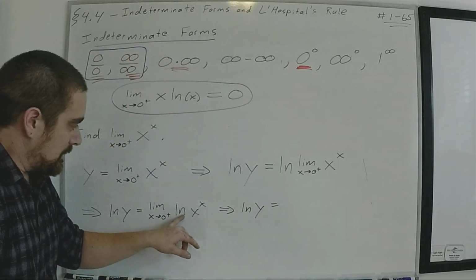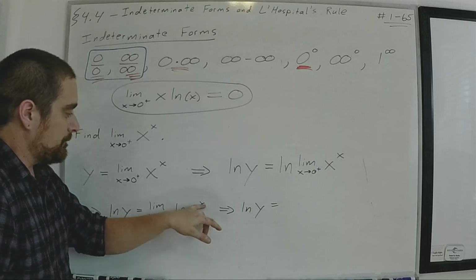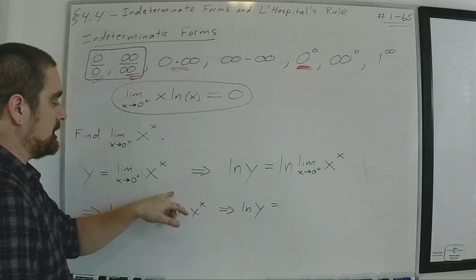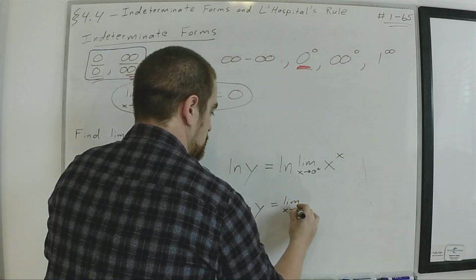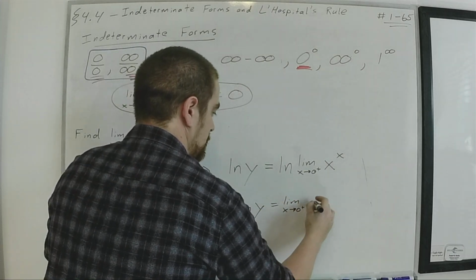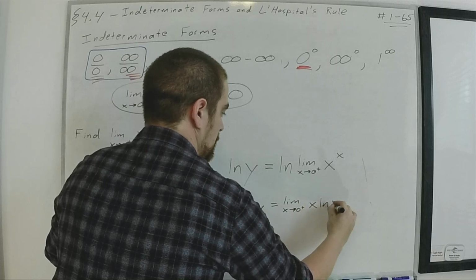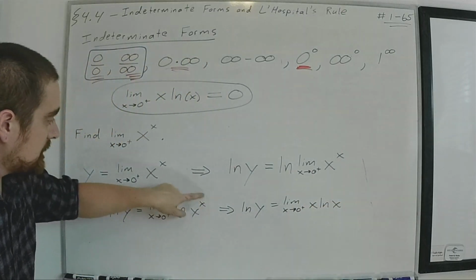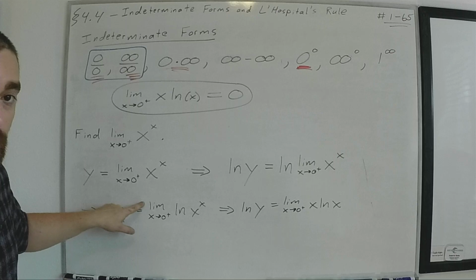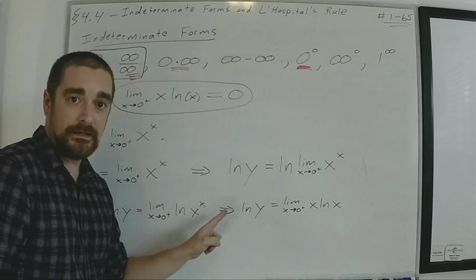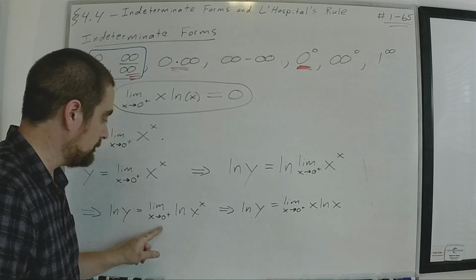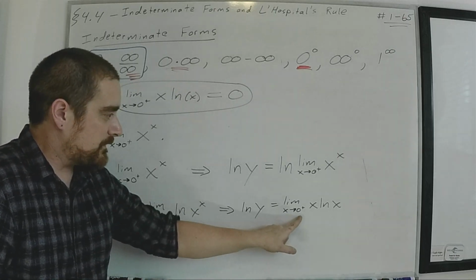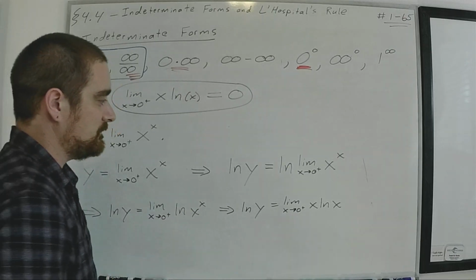But now I'm doing log of x to the x power, which means I can use properties of logs to say that this is the limit as x goes to 0 from the right of x log x. Now you can't take the x outside of the limit, right? That's the whole point of the limit, is to let x go to 0. If you take it outside the limit, then you're not letting x go to 0. So it does have to stay within the limit, but look what we just found.